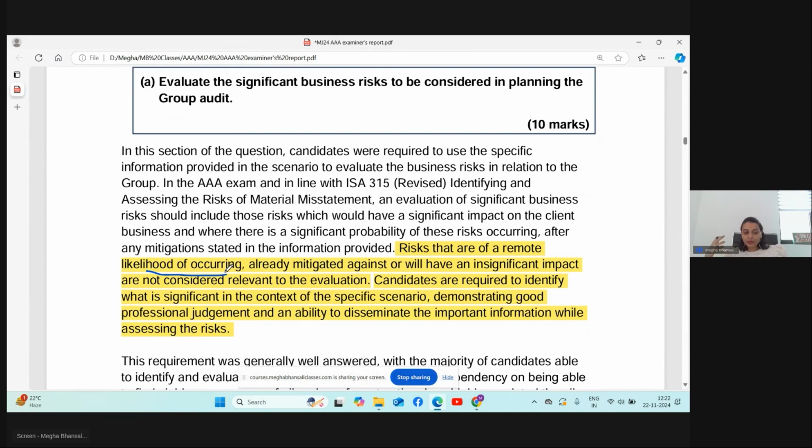Also, it is very important that you use good professional judgment. So how professional judgment would come is basically to understand the business. If something is affecting the way I'm operating, then definitely it's my business risk. Otherwise, don't try to put it here.